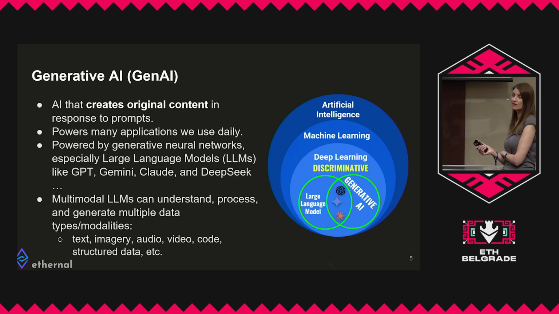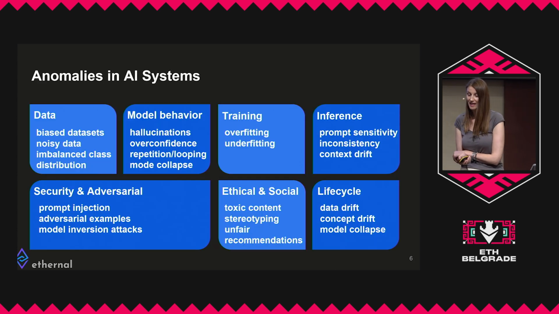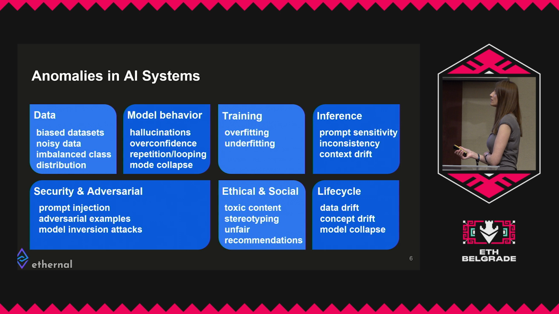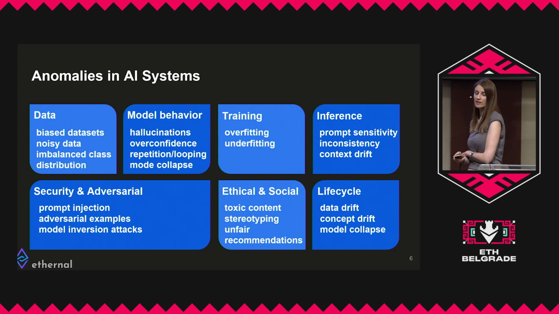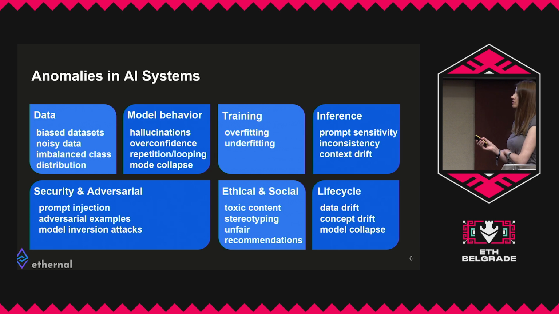And now that we have these models, which basically create original content, which is new, we have to be sure that the outputs of AI are trustworthy, and there is a catch, essentially. What happens in AI models is that we have a number of anomalies. Here are several categories of anomalies that we have. They include data anomalies, model behavior anomalies, training, inference, security, and ethical life cycle anomalies. And as we can see, each category has a number of different types of anomalies.